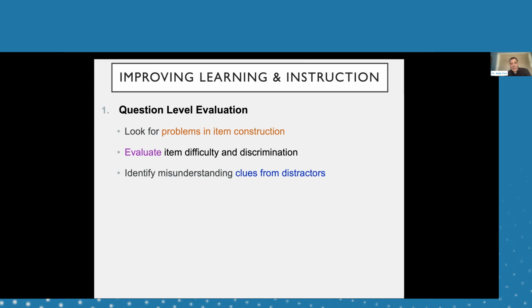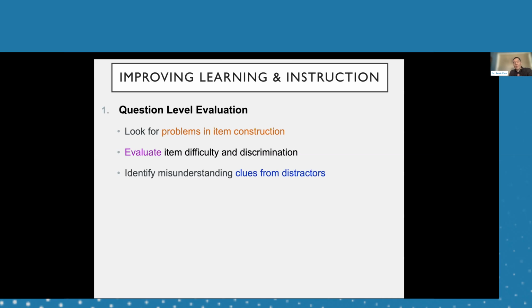I'm looking for those questions that, A, have low discrimination, but B, are either easy with low discrimination or very difficult with low discrimination. And then I can identify misunderstanding clues from the distractors. As long as the question is written well, then I can look at those distractors and see which distractors the students who got it wrong selected.